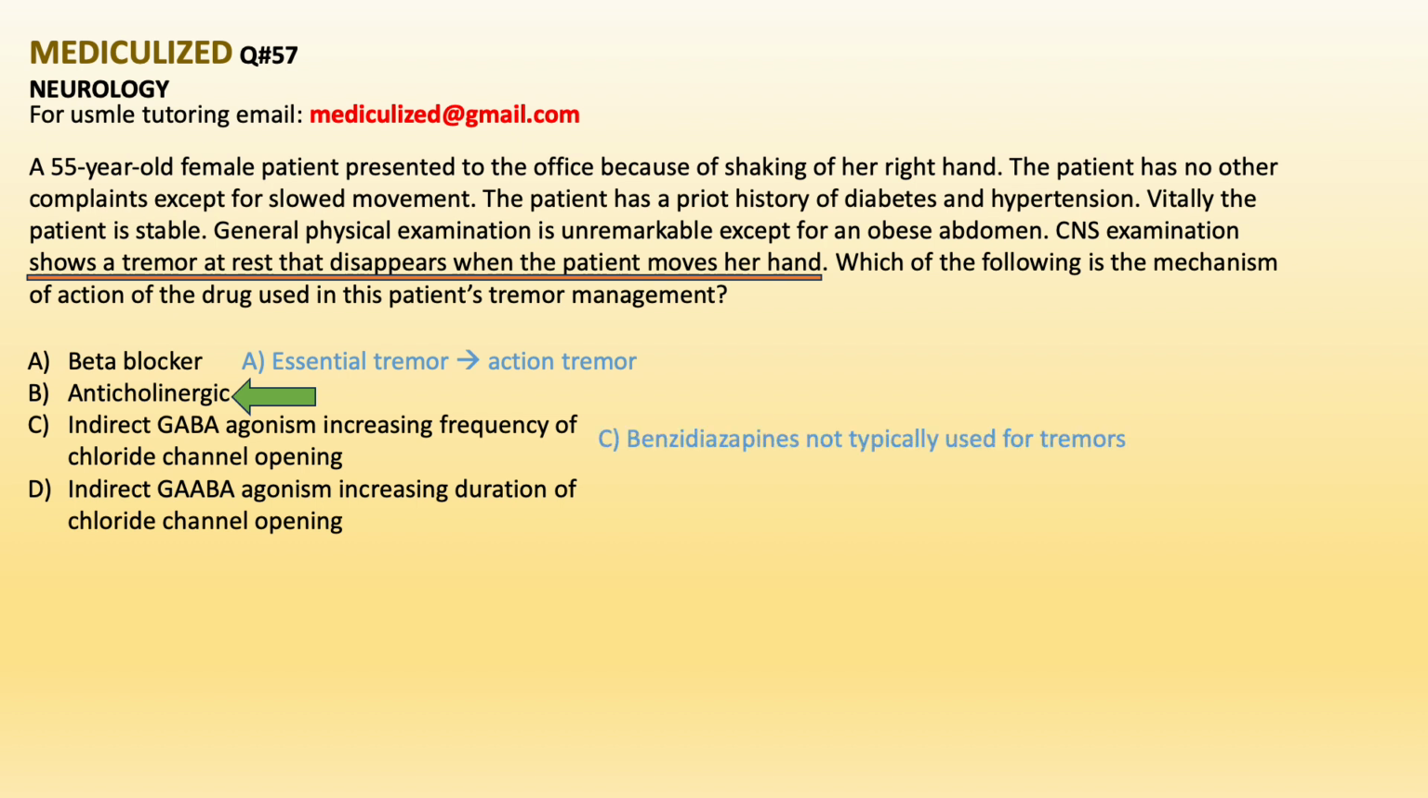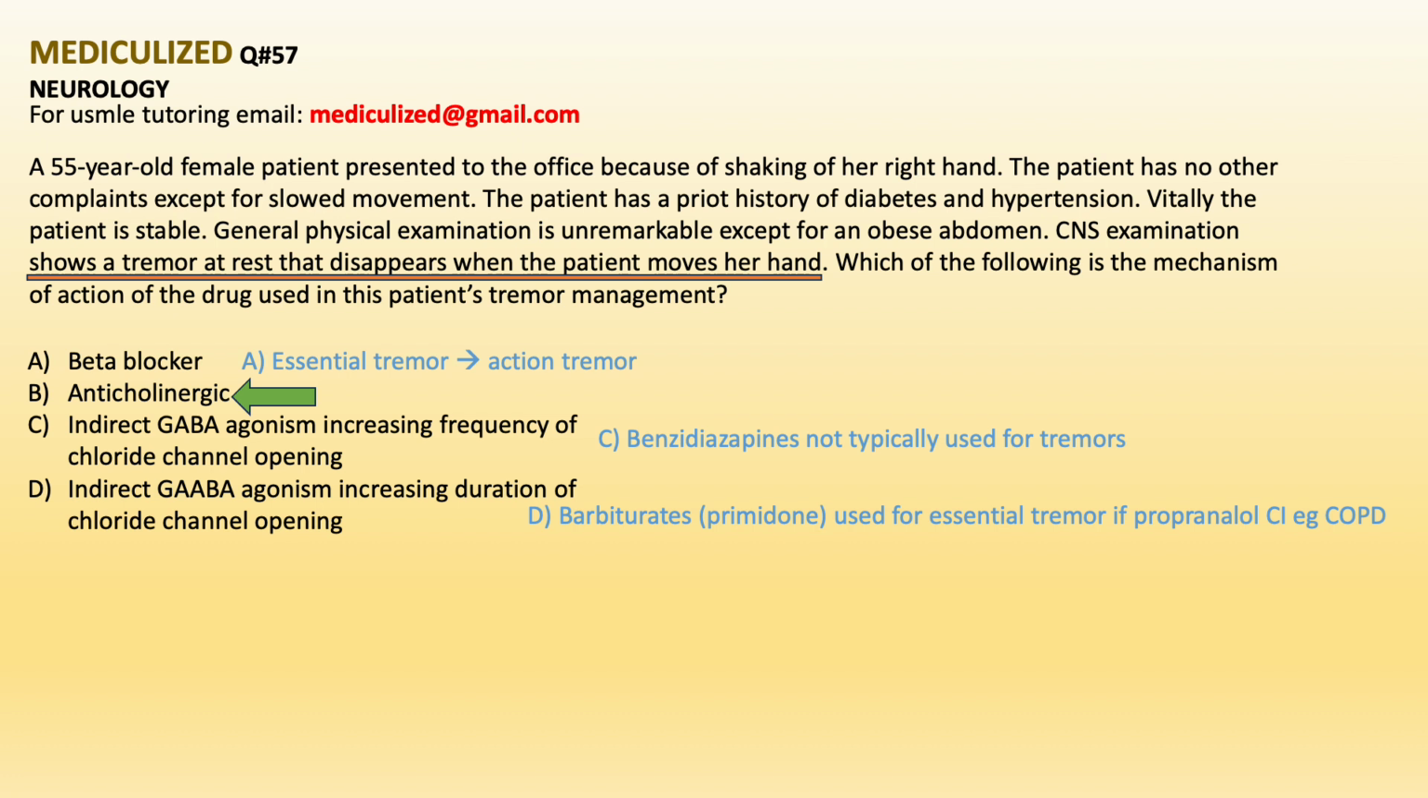And C is indirect GABA agonism, increased frequency of chloride channel opening. They're talking about benzodiazepines, which are not typically used for tremors. And then indirect GABA agonism, increasing duration of chloride channel opening, those are barbiturates, for example, primidone. Primidone is a barbiturate, and it can be used for essential tremor if propranolol is contraindicated.